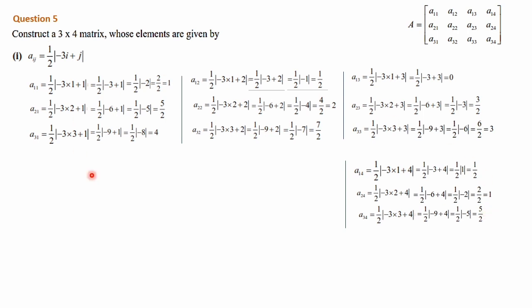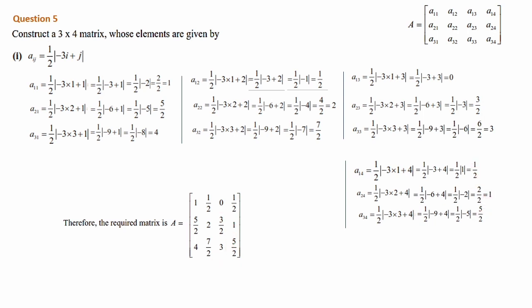So all the elements we have calculated, just replace them in this. So the required matrix A is equal to, just write it: A11 value is 1, then A21 value is 5 by 2, then the next value is 4, that is A31 value is 4. Just column wise we calculated, and write it column wise. Next is 1 by 2, 2, 7 by 2. Next is 0, 3 by 2, 3. Next is 1 by 2, 1, 5 by 2.